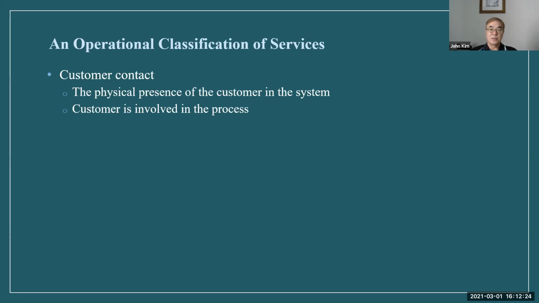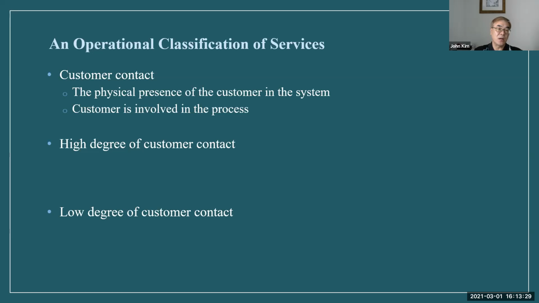Operational classification of services: customer contact. Interaction between customer and provider. Interaction is contact. Based on the degree of contact, we can divide or classify the service. Customer contact is the physical presence of the customer in the system. The customer is involved in the process. You know, if we go to a hair shop to cut hair, then myself is part of the process. So the customer is involved in the service process. That is customer contact.